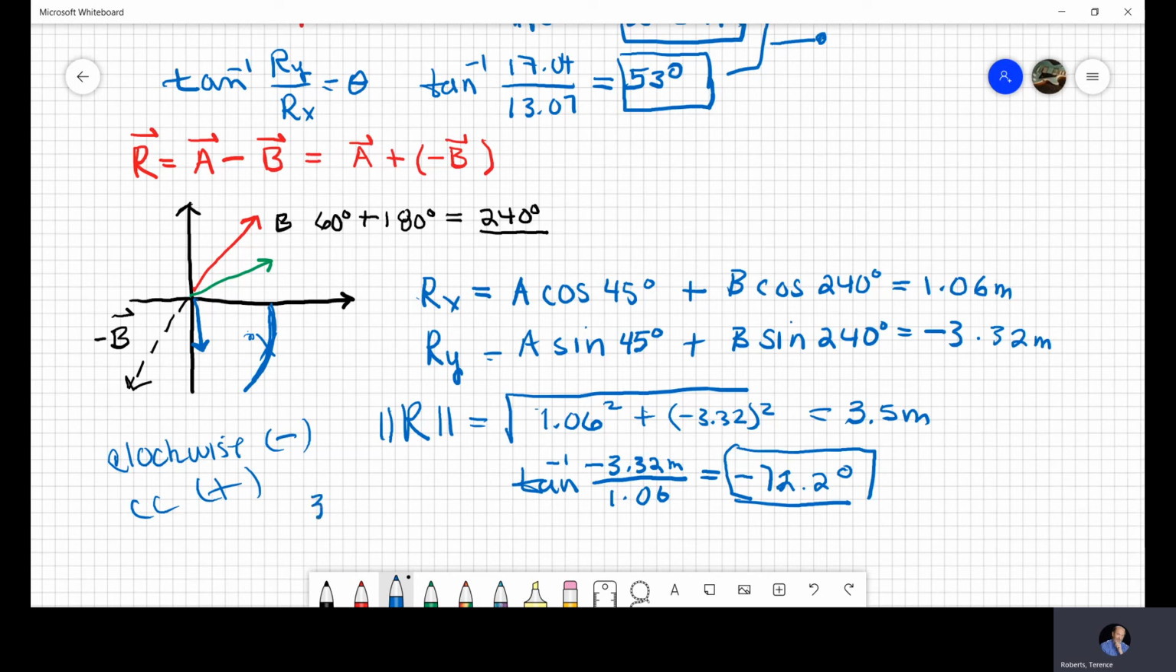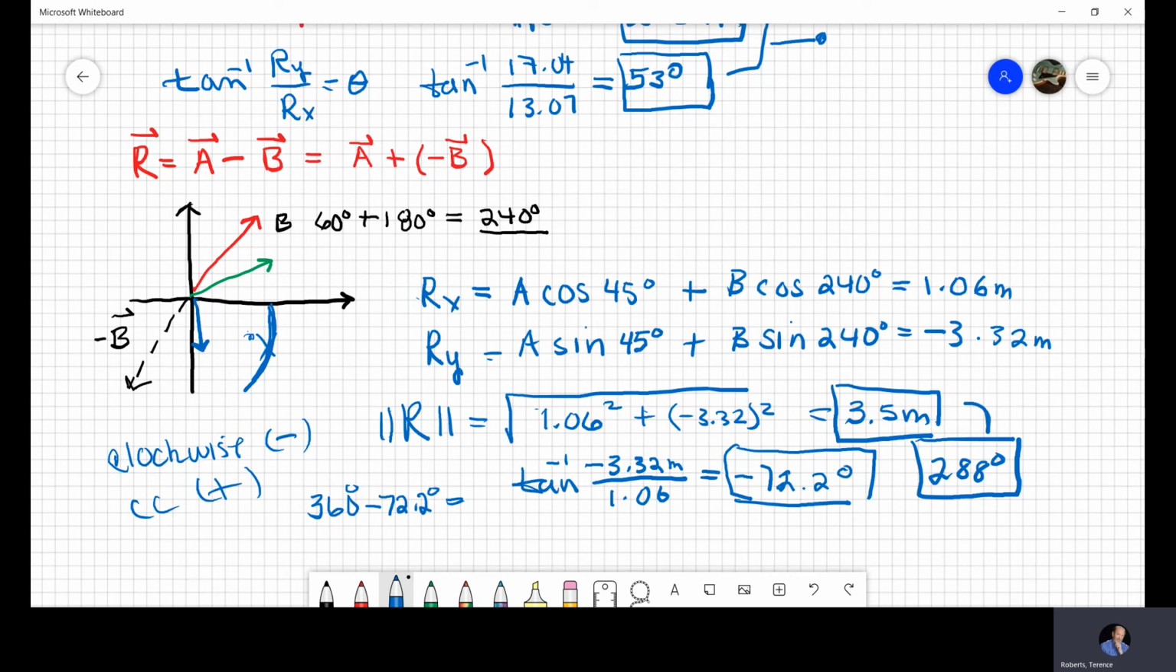We can take 360 degrees minus 72.2, and we can get our angle. That's approximately 288 degrees. Okay, so that's the answer. Our magnitude does not change. Well, I'm sorry, our magnitude does change. It's actually 3.5. So our magnitude does change.